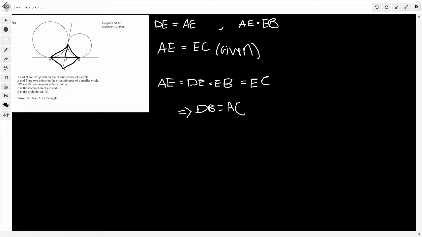Now, this is important because if this is actually a rectangle, the diagonals have to be equal, which we've just said. DB is equal to AC, perfect. And they have to bisect each other, which they clearly do. They both pass through E.